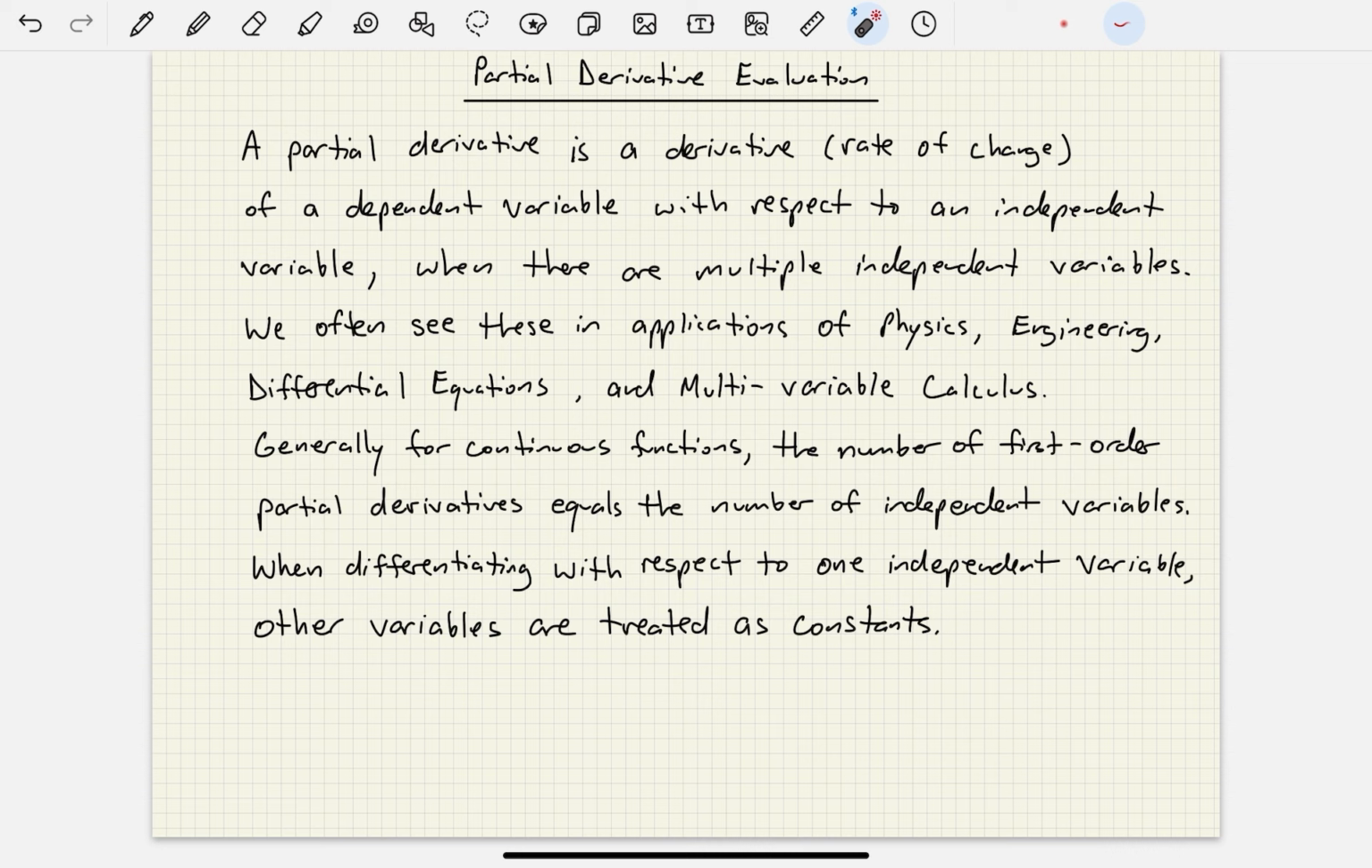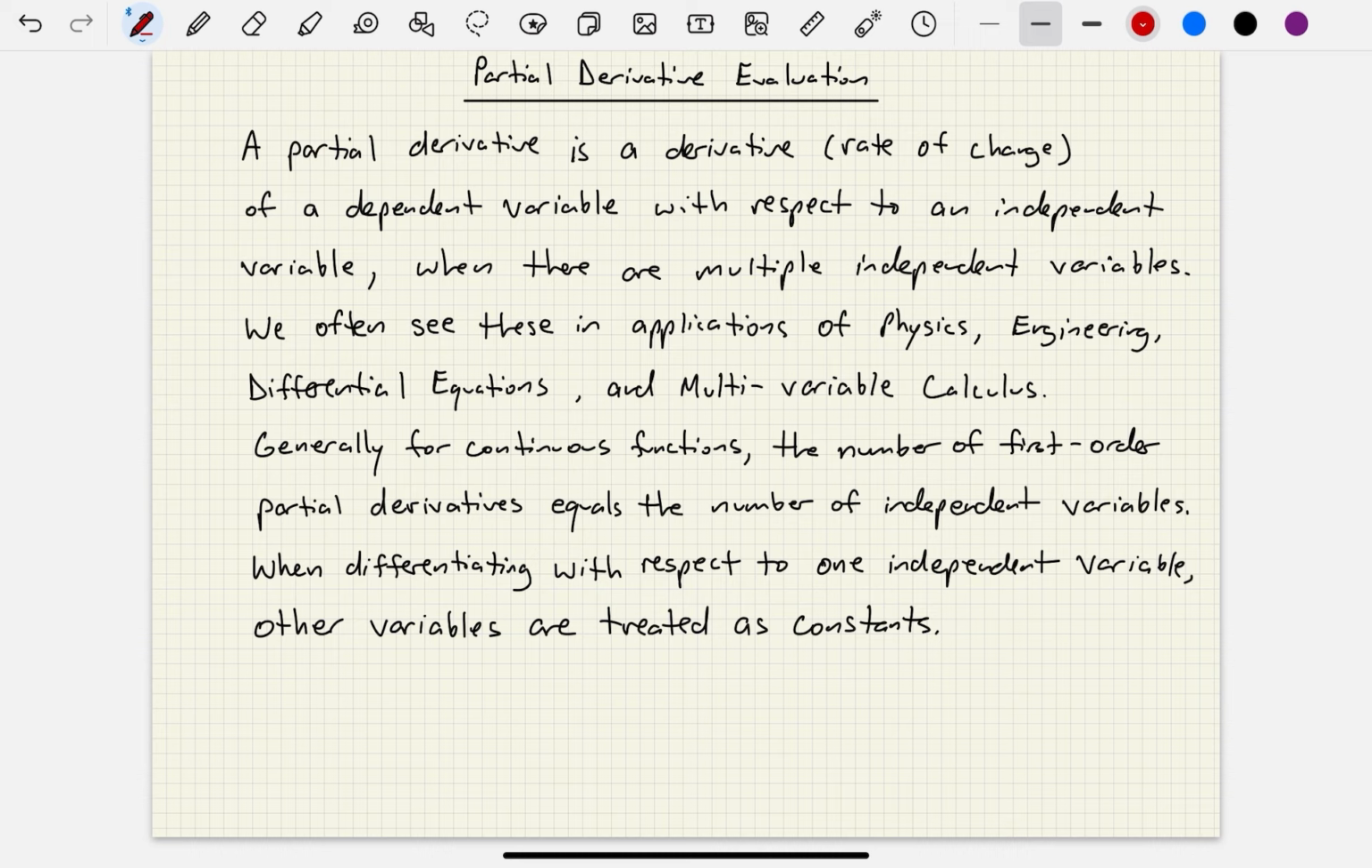Well, let's go to the next sentence here. Generally, for continuous or smooth multivariable functions, the number of first order partial derivatives equals the number of independent variables. Now, what do we do with the other variables that we are not differentiating with respect to? So when differentiating with respect to one of the independent variables, the other variables are going to be treated as constants, okay? So that's kind of the background information of that.